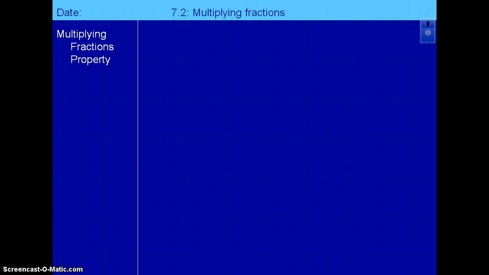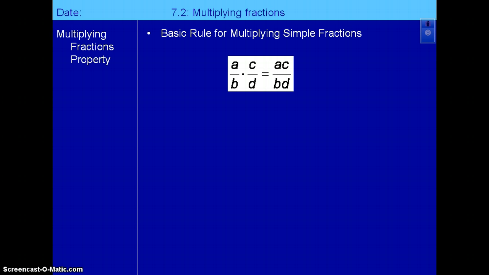And finally, the multiplying fractions property. We've actually viewed this a couple times in class with DMRs. We're just going to put it down in algebraic terms here. The basic rule for multiplying simple fractions is a over b times c over d. So you can see we're multiplying 2 simple fractions together.